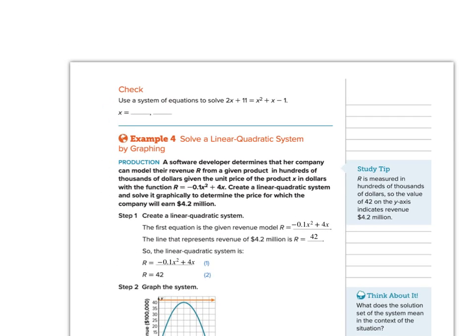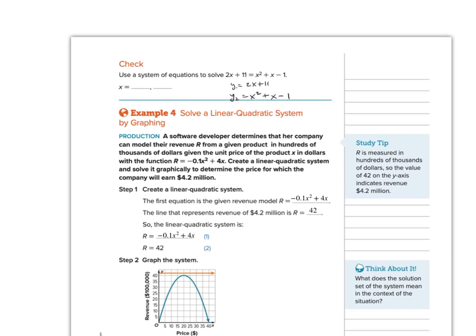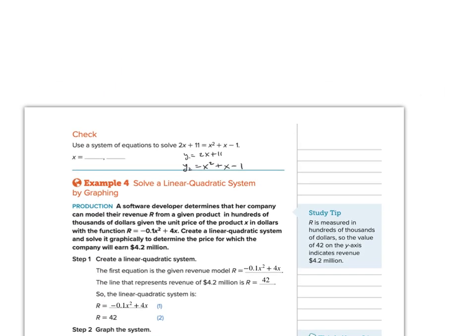So here, doing the same thing, if I were to graph these, I would definitely want to say, hey, I got y is equal to, and I'm going to put it in Y1 on my graphing calculator. Y1 is equal to 2x plus 1. Y2 is going to be equal to x squared plus x minus 1. And now let's see if we can go ahead and graph those and come up with the solutions.